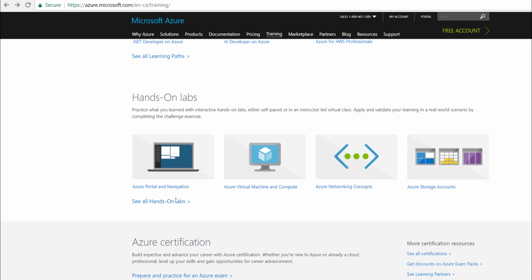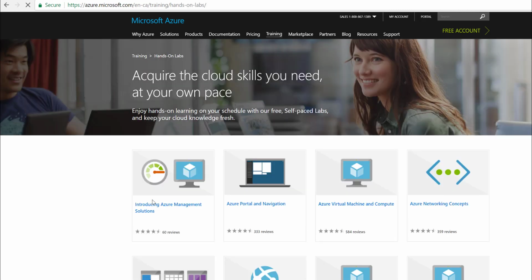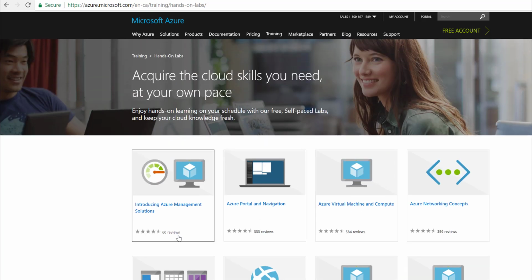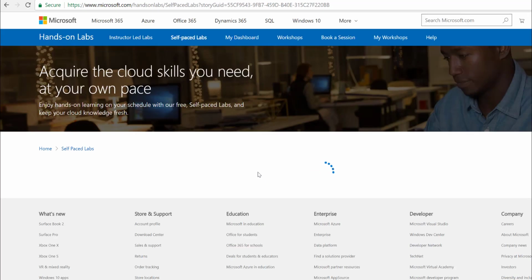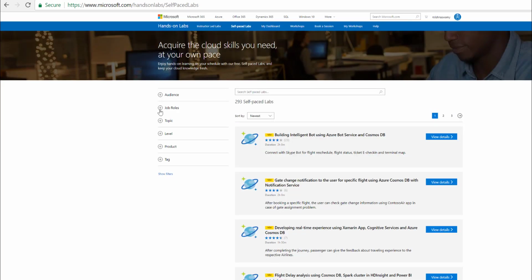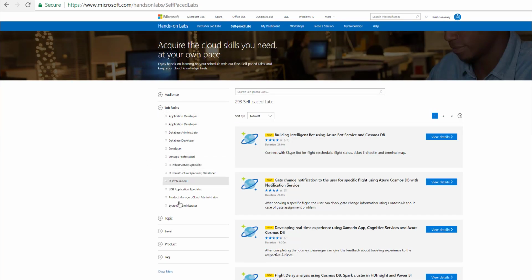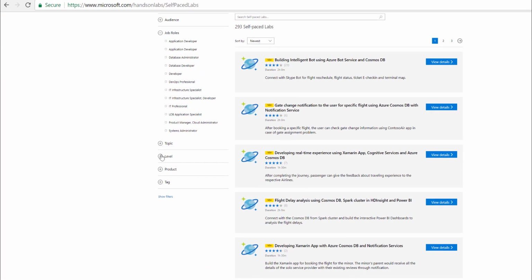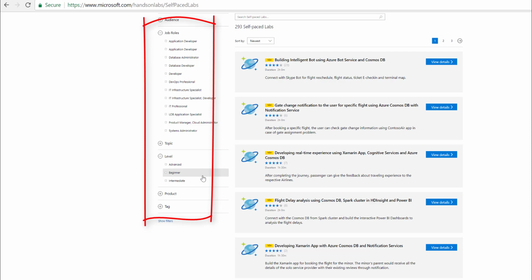And hands-on lab is where, if you look at the number of labs we have, I don't know, hundreds of them. For example, let's say you want to know how to navigate into the Azure portal. If you click on it, it's going to come up with a list of labs pertaining to that particular topic. In the same way, you can filter it by your job roles, or you can filter it by the topic of interest, or you can filter by the level that you're coming in. You might be a beginner and you want to get started.